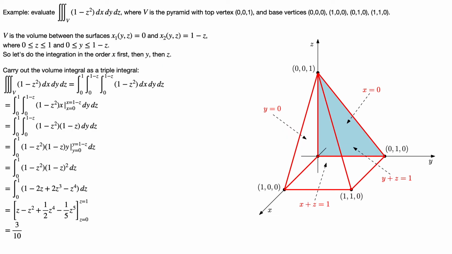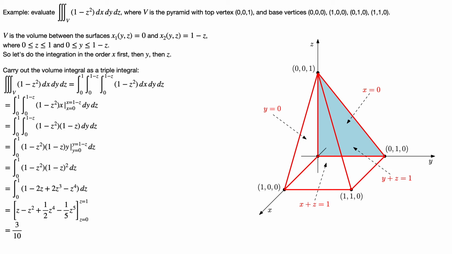So, let's do an example of a volume integral. Suppose we're asked to find the integral of 1 minus z squared over the volume V, which is the volume inside the square-based pyramid shown. Let's suppose we choose to do it in the order x first, then y, then z. So, first we have to find two explicit surfaces, x equals x1 of yz and x equals x2 of yz, that bound the volume in the x direction.